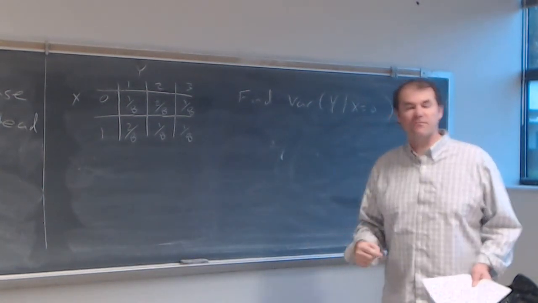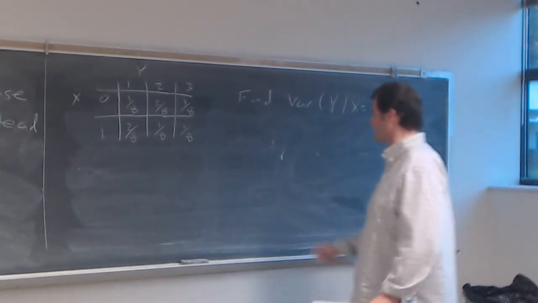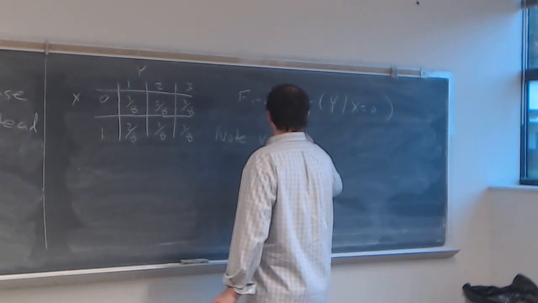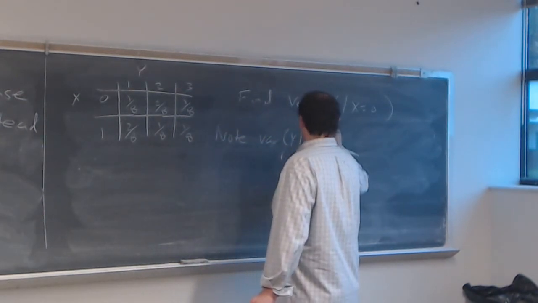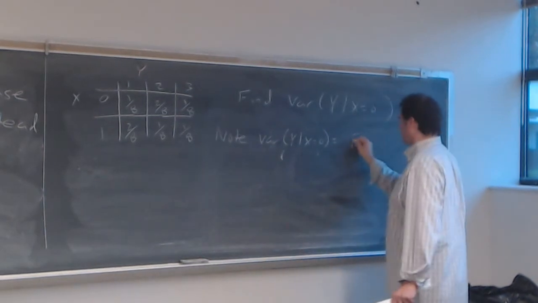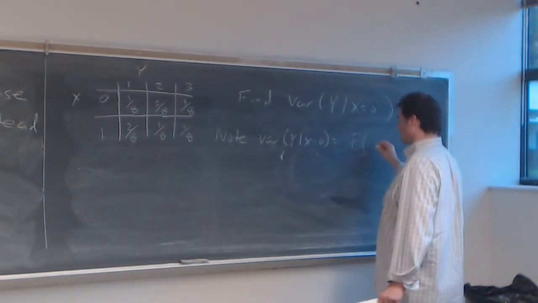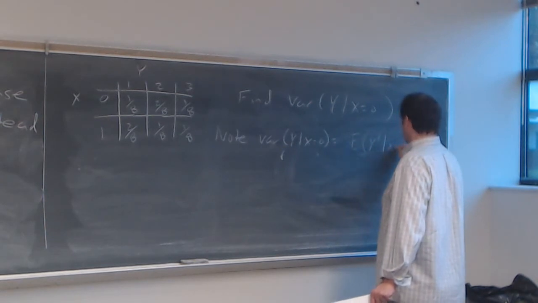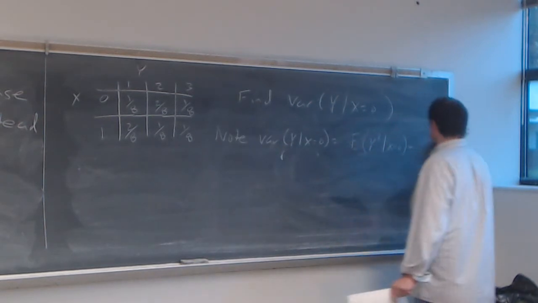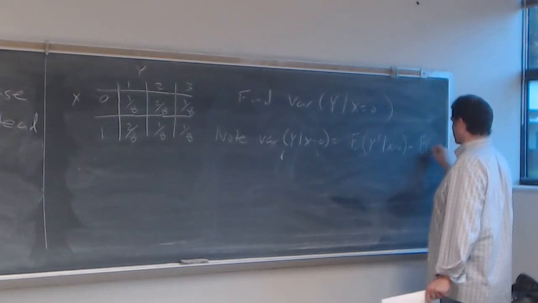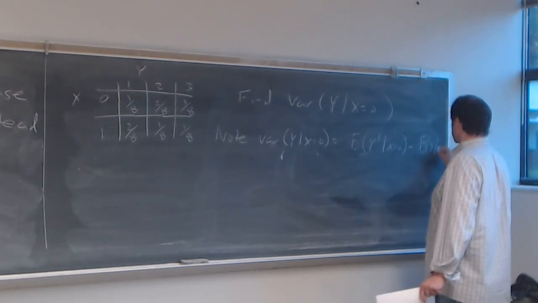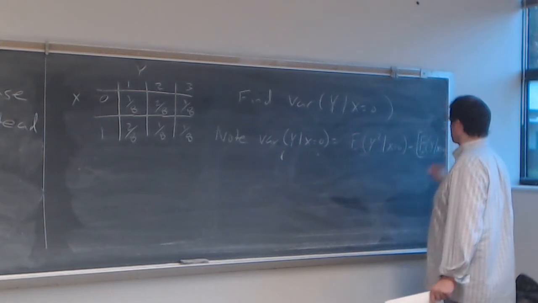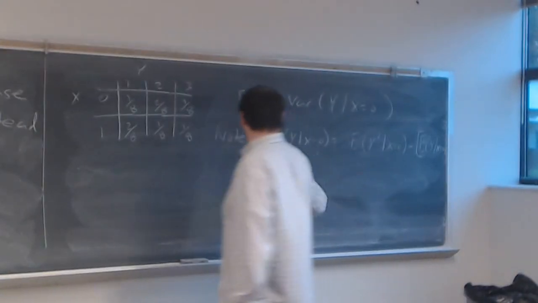So I'm going to use the formula we just had to do this. The variance of y given x equal to 0 is equal to the expected value of y squared given x equal to 0 minus the expected value of y given x equal to 0, all squared. Okay, that's what that is. So let's work on that first part.